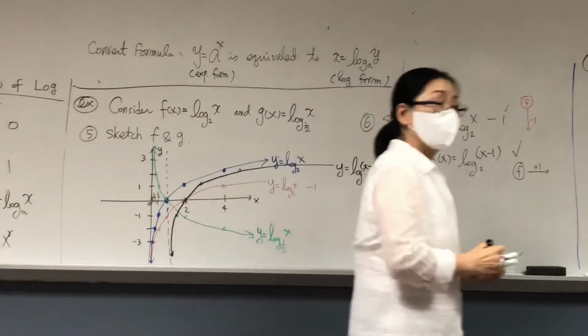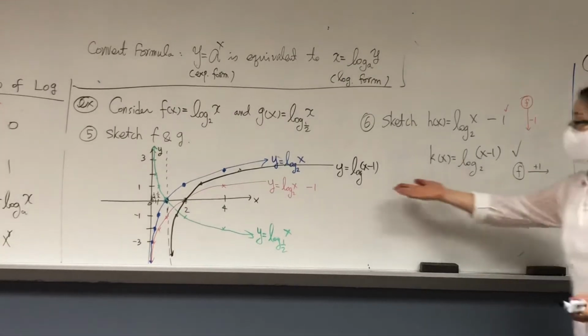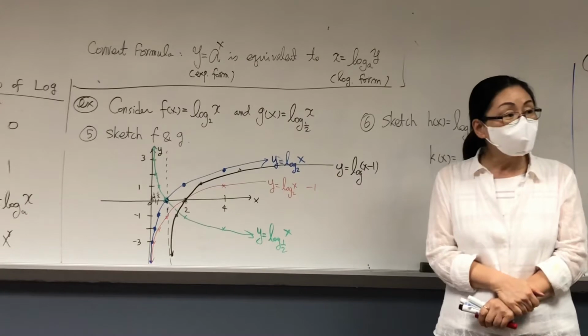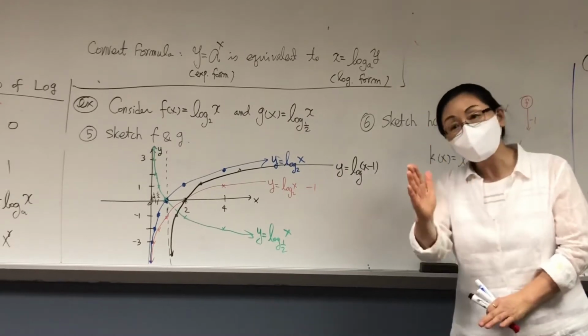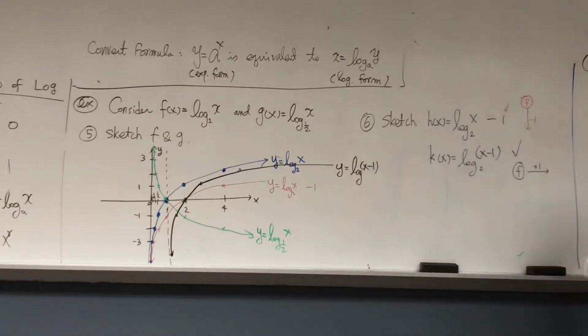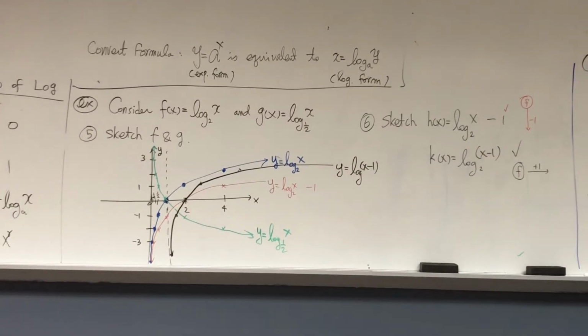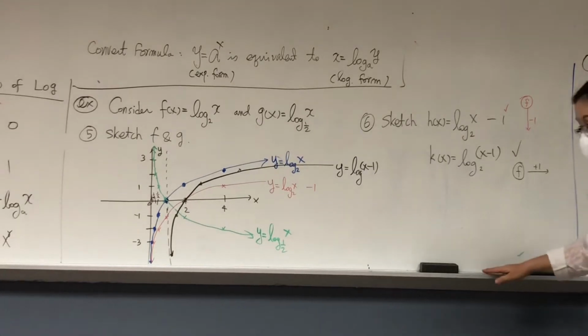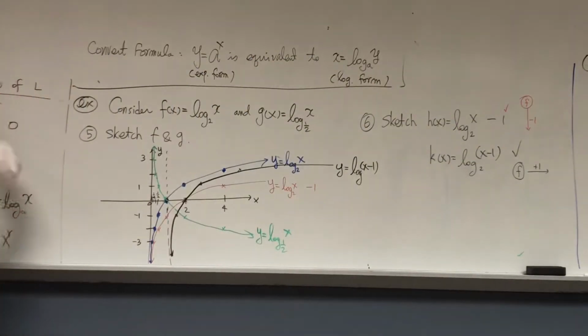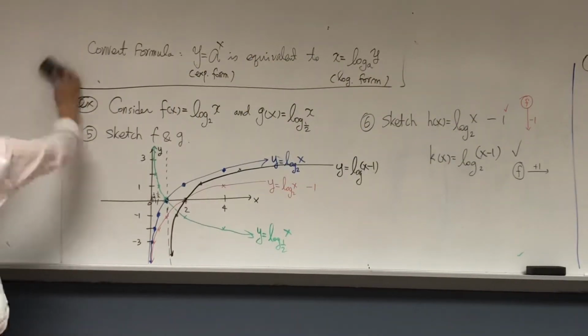So what's the domain of this graph? Visually, what's the domain? One to infinity. Good. One, not including 1, to infinity, because everything moved to the right. Very good. So everybody clear? You have to know these 4 different graphs, and then you know everything already.